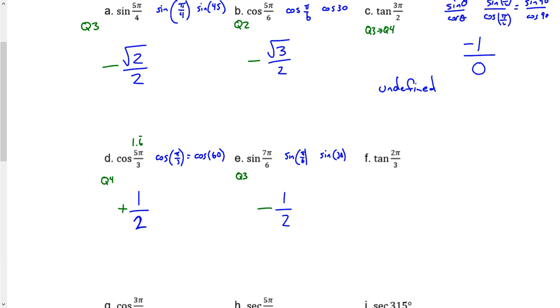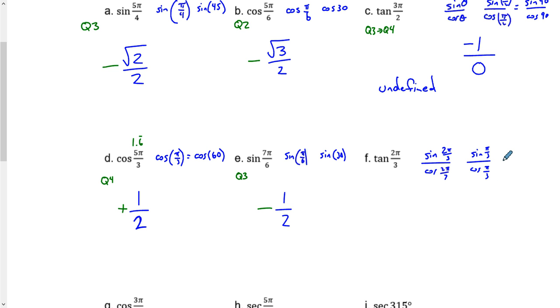The tangent of 2 pi over 3. So the tangent of 2 pi over 3 does still mean the sine of 2 pi over 3 over the cosine of 2 pi over 3. But since we're dealing with the thirds, we're going to look at what is the sine of pi over 3 and the cosine of pi over 3.